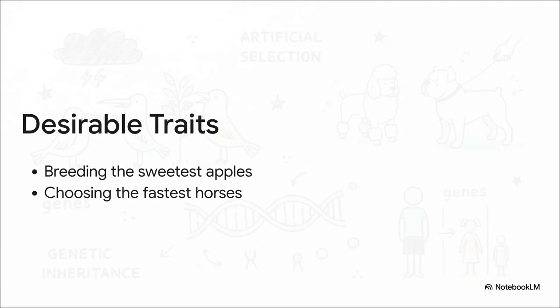So what does that actually look like in practice? Well, we deliberately select highly desirable traits. We take the seeds from only the sweetest apples to plant our next orchard. Or we breed only the absolute fastest horses to create champion racers. The selection gradient here has absolutely nothing to do with evading a predator. It's all about maximizing human utility.